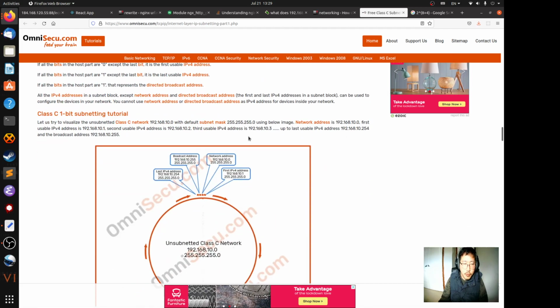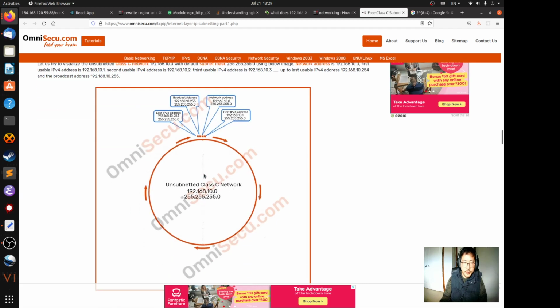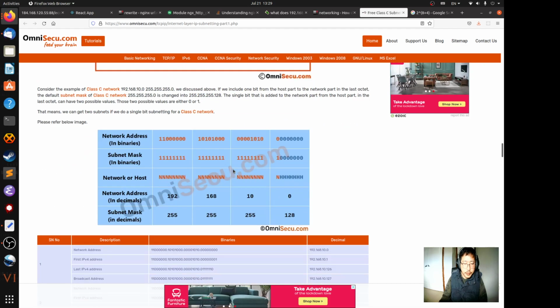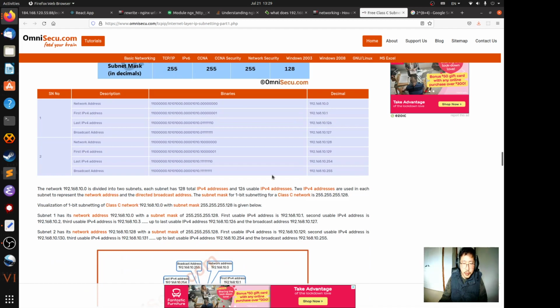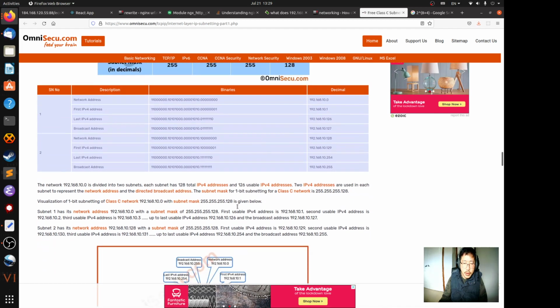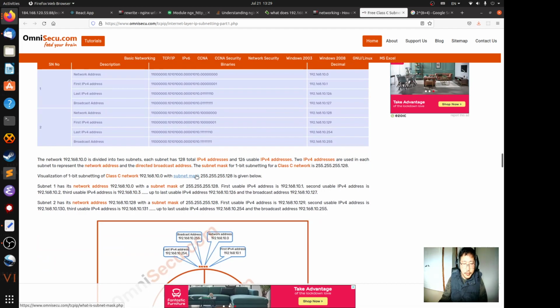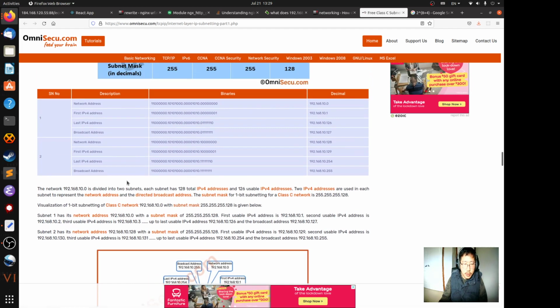Let's do 1 bit subnetting class C. Here, we borrow 1 bit from the last octet. How many subnets? 2, right? So we got 2. Okay, let's go through this. So it's divided into 2 subnets. Each subnet has 128 total possible IP addresses.